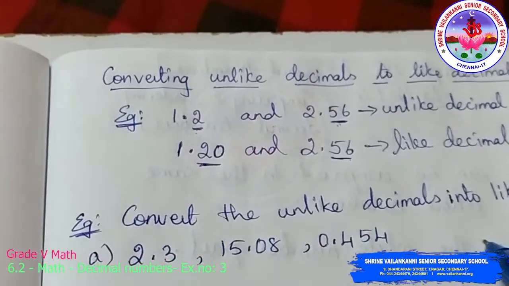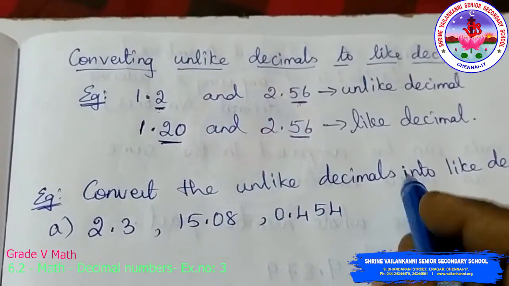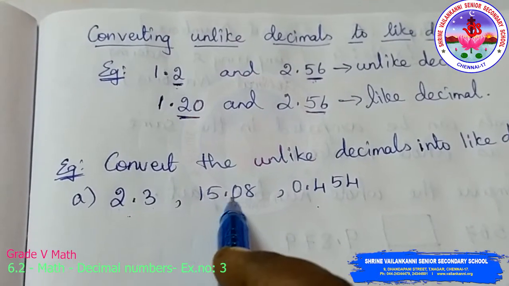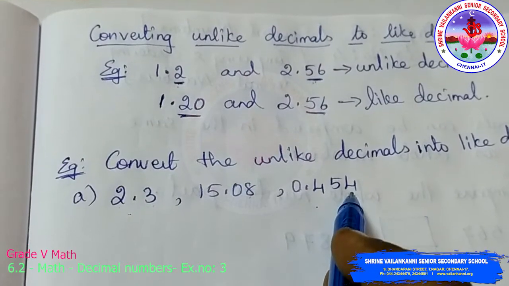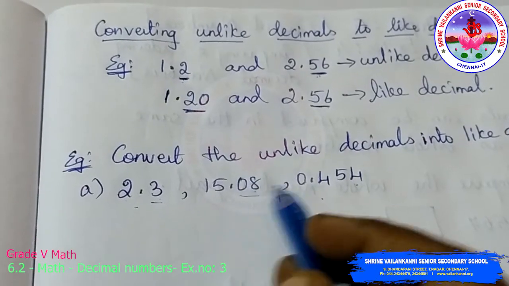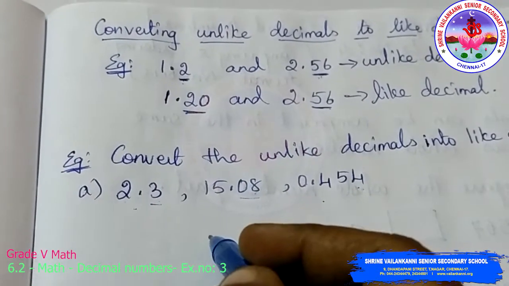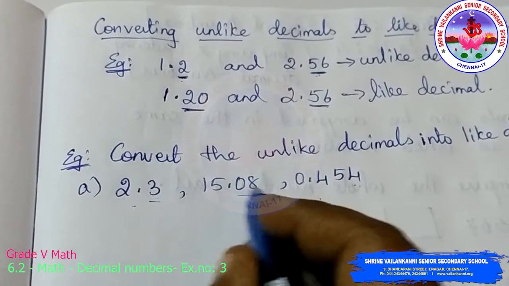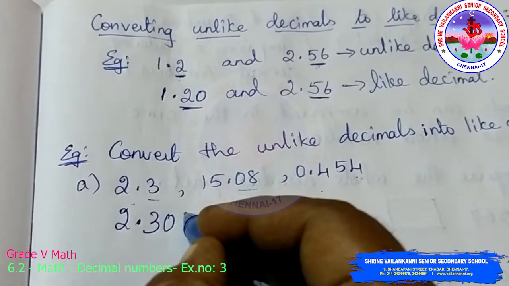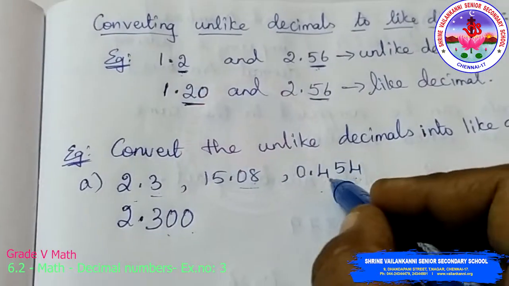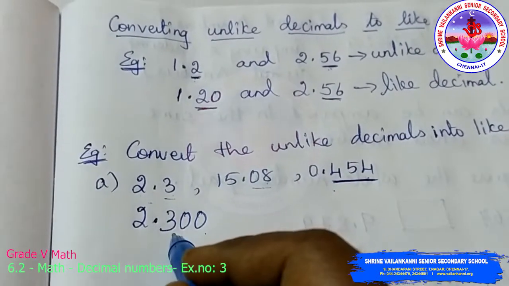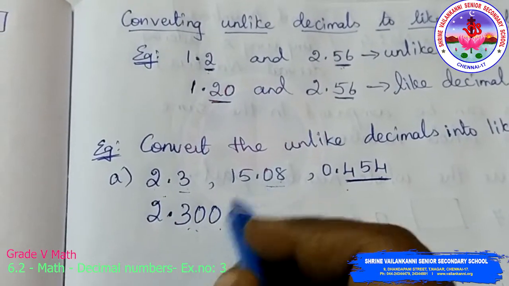Understood? So for one more example, I'll show you. Convert the unlike decimals into like decimals. For that, I have taken three numbers here: 2.3, 15.08, 0.454. If you compare after decimal, it is 1 digit, 2 digits and 3 digits. So I'm going to add zeros at the end of the numbers. First number, 2.300. Why am I adding 2 zeros? Because the maximum decimal places we have in the question is 3, so I am going to make the other numbers also 3 places after decimal.